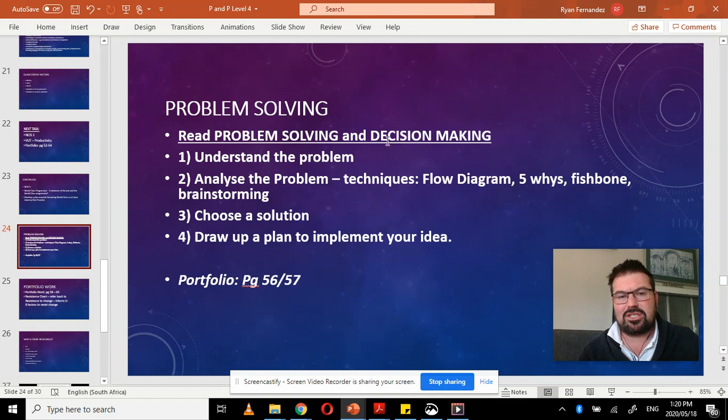Then choose a solution. So sometimes there's not a perfect solution, just try a solution and see where it gets you. So many times we decipher and analyze and pull apart the problems and we actually don't do anything about it. So find a solution, even if it's not the perfect solution, at least do something, see if it works. Then you're going to draw up a plan to implement your idea.